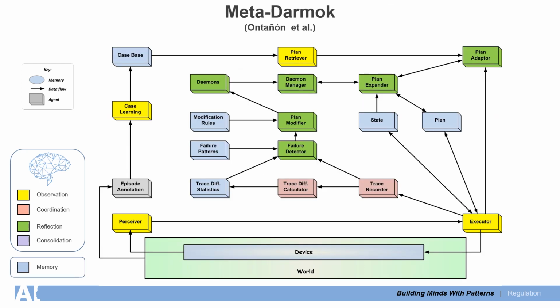MetaDharmok by Antonon and Associates is a case-based planning system that plays Wargus, a real-time strategy game. The system accepts advice from a human critic. The system uses failure patterns to detect anomalous behaviors and learns from experience which failures are salient enough to address. This system is a partial implementation of the regulation pattern as plans are modified in the case space. A human advisor suggests the initial plans to use.